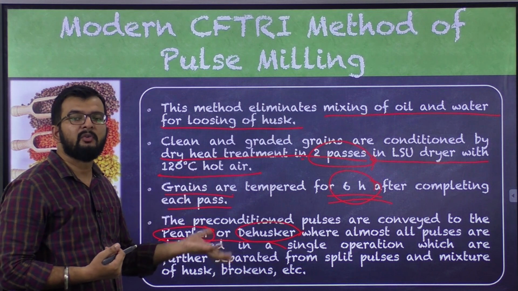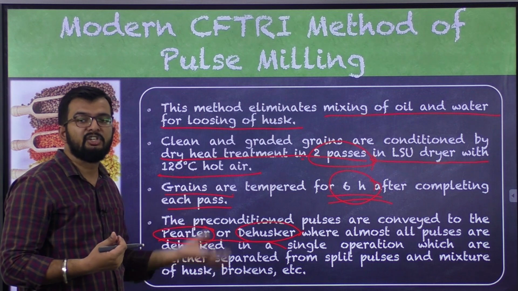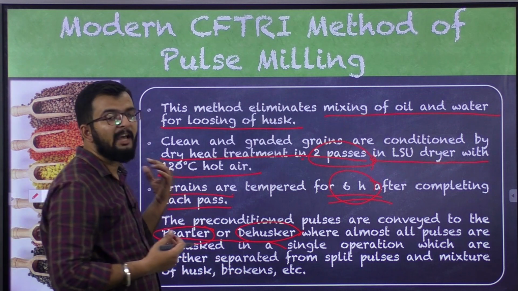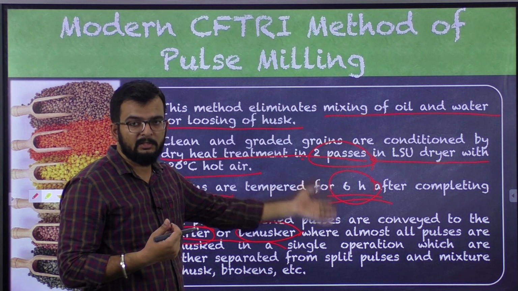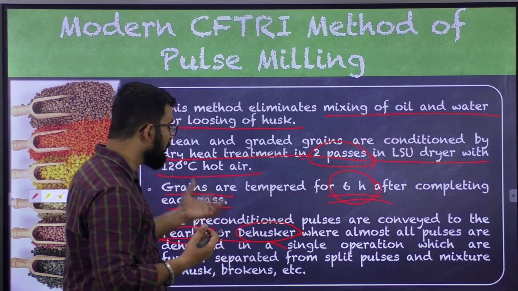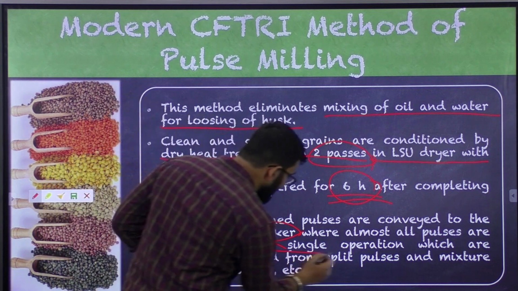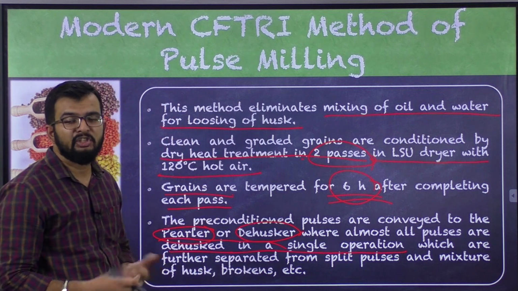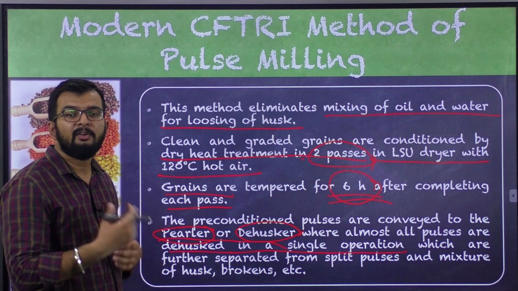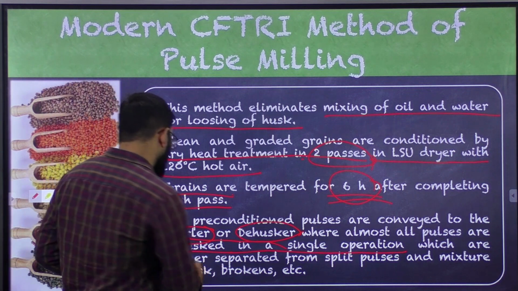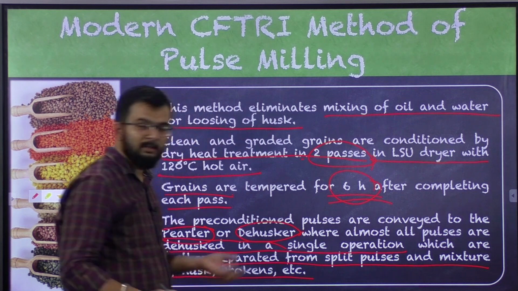See, first of all, less time is required, because when we are treating it with water or oil, a lot of time is required in soaking and then conditioning. But in this case, we are directly providing dry heat treatment, and after that, with only 6 hours of conditioning or tempering in 2 passes, you can directly send it to the dehusker, where almost all pulses are dehusked in a single operation, while in previous traditional methods we need to pass it 2 to 8 times, and every time the recovery was only 10 to 25%, which are further separated from split pulses and mixture of husk, broken and powder.